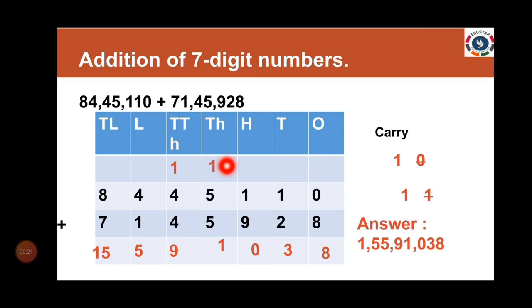Then add the thousands place values. 1 plus 5 plus 5, how much? 11. So write 1 in the thousands place, and the other 1 moves to the ten-thousands place as a carry. Write it at the top. Then add the remaining values: 1 plus 4 plus 4 is 9, a one-digit number, so write it in the ten-thousands place. Next move to the lakh place. We have 4 and 1. 4 plus 1 is 5. Then the ten lakh place: 8 plus 7 is 15. Finally, we get 1 crore 55 lakh 91,038.